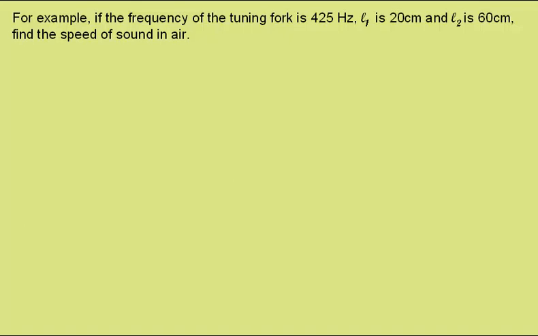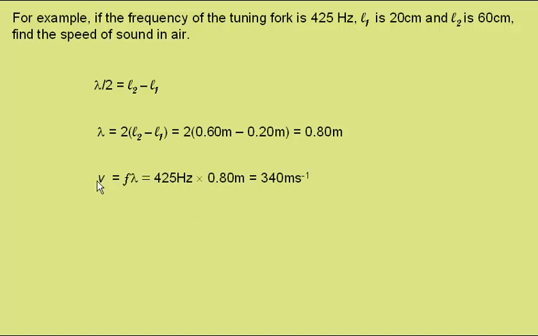If the frequency of the tuning fork is 425 Hz, we've measured length 1 at 20 centimeters and length 2 at 60 centimeters. Find the speed of sound in air. Well, copying the final expression from before, that lambda over 2 is equal to L2 minus L1, we can write that lambda is equal to 2 times (L2 minus L1). Putting the figures in, this means that the wavelength lambda is equal to 2 times (0.60 meters minus 0.20 meters), giving a wavelength of 0.80 meters.